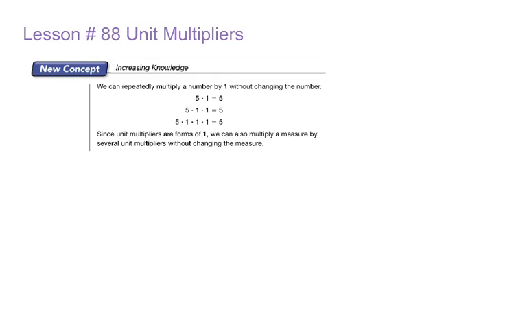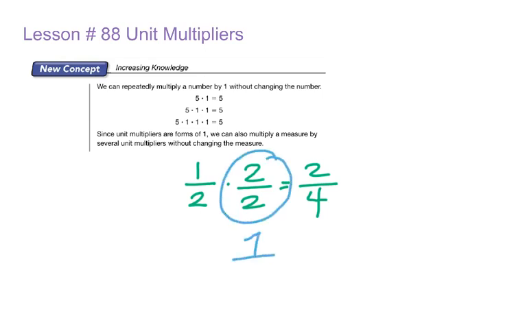Remember, if I was to take 1/2 and multiply that by 2 over 2, I get 2 over 4. Remember, 2 over 4 over here equals 1/2. All I've done is multiply by 1. That is the same idea as our unit multiplier today. So let's talk a little bit more about our unit multiplier and what that means.